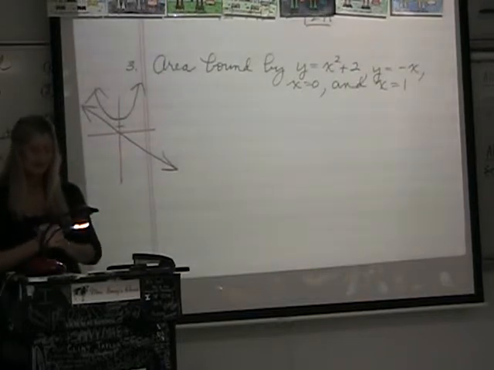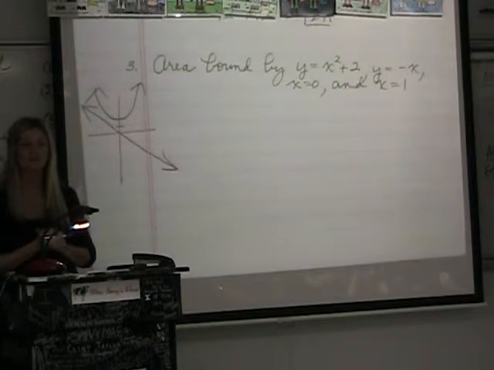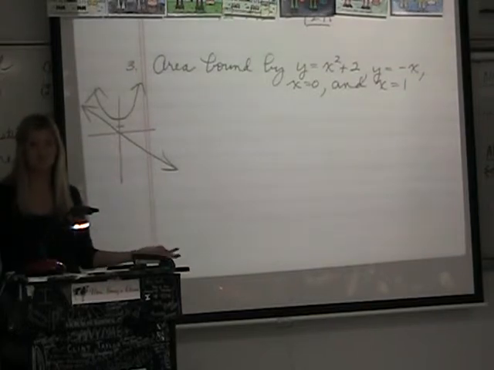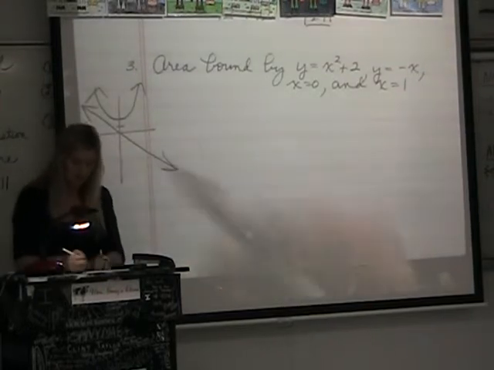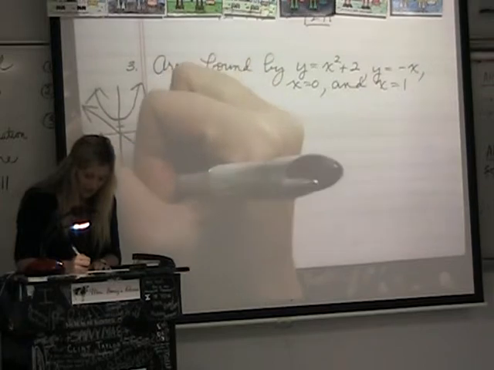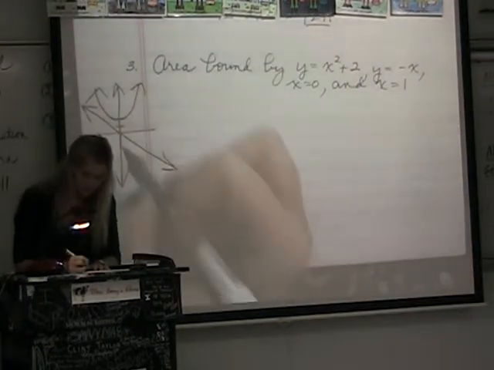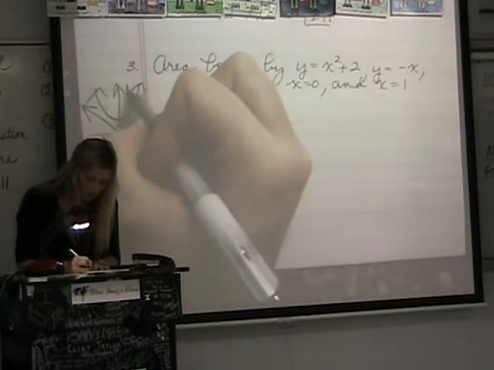No. Okay, what does the line x equals 0 look like? It's straight up and down, right through 0. It's just the y-axis, isn't it? Yeah. So it looks like this. And what does the line x equals 1 look like? It's like that. Straight line through 1.